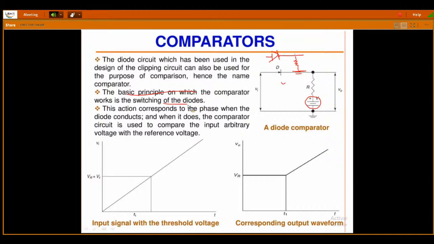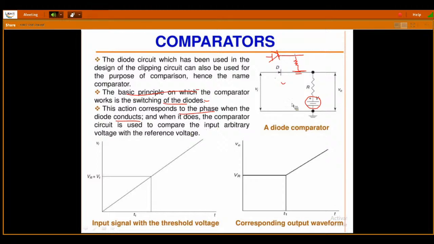How the diode will switch from the on state to off state to on state, how much time it will take to switch from on to off, how much time it will take to switch from off to the on. The main principle of the comparator depends upon how the diode is switching. Based on the diode switching performance, this comparator is going to work. This action corresponds to the phase when the diode conducts. What is going to happen when the diode conducts?